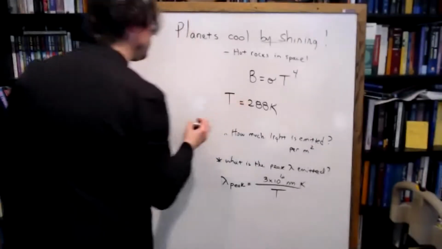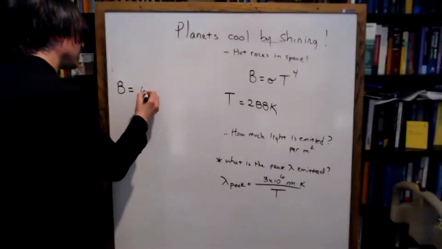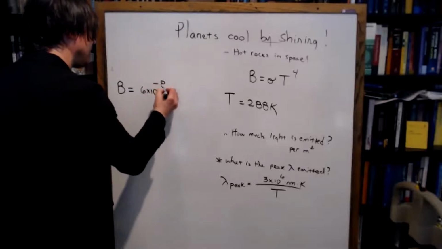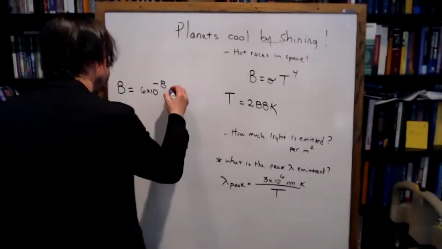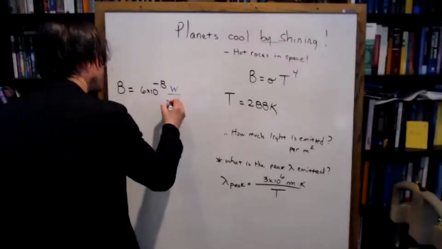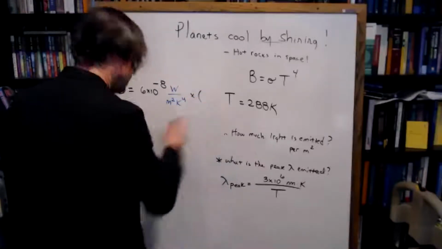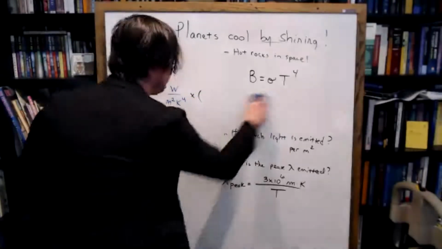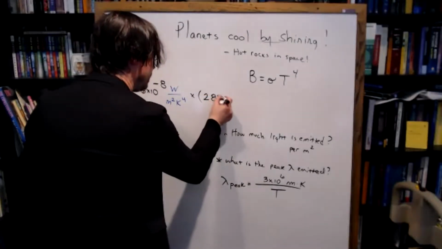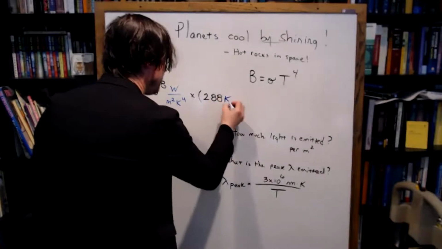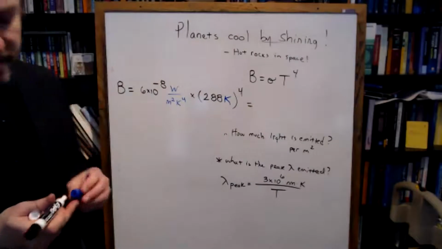If we use a temperature of 288 Kelvin, the brightness emitted from Earth is 6 times 10 to the minus 8. I'll use blue here for my units. The units are watts per meter squared per Kelvin to the fourth, times the fourth power of 288 Kelvin. So we have 288 Kelvin raised to the fourth power. Why don't you guys punch and crunch that for me?